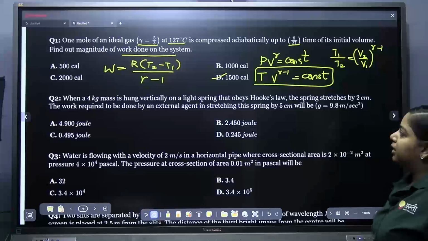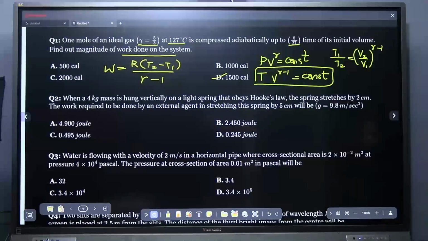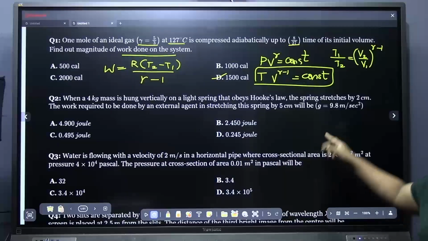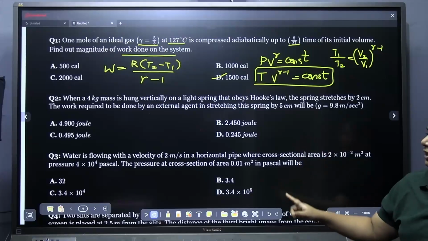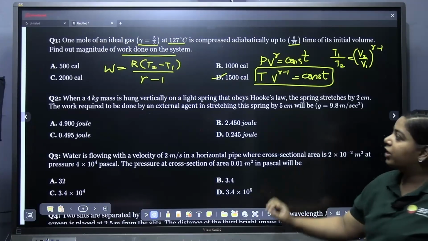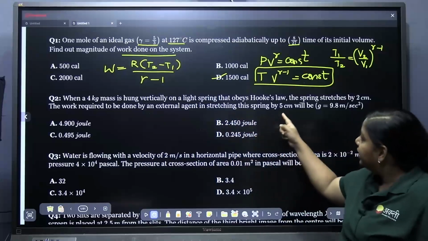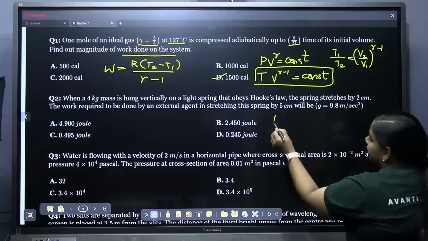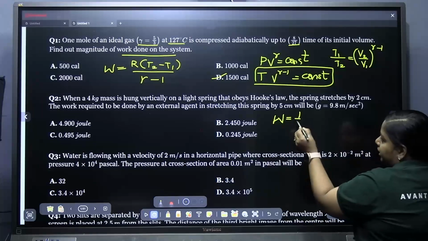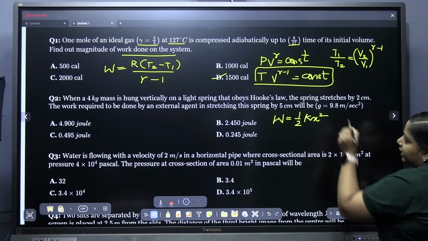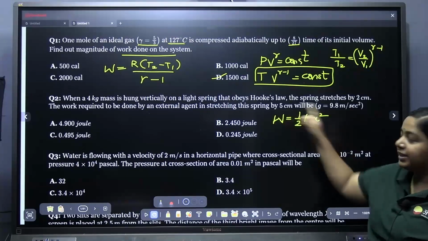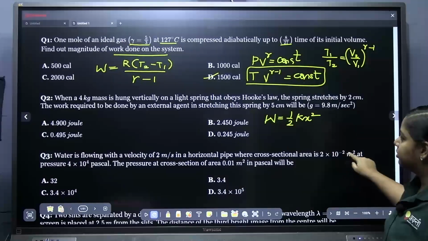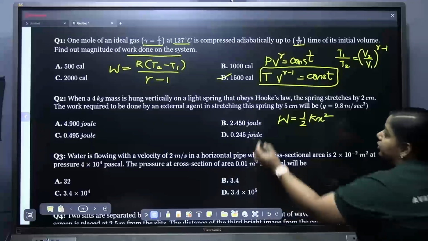When a 4 kg mass is hung vertically on a light spring that obeys Hooke's law, a chapter which we already covered, so you should be able to do. The spring stretches by 2 cm. Find the work required to be done by an external agent in stretching the spring by 5 cm. Work done by spring is the same as potential energy of spring, so it is half k x square. X is given as 5 cm, but k we don't know. That's why you can use this equation.